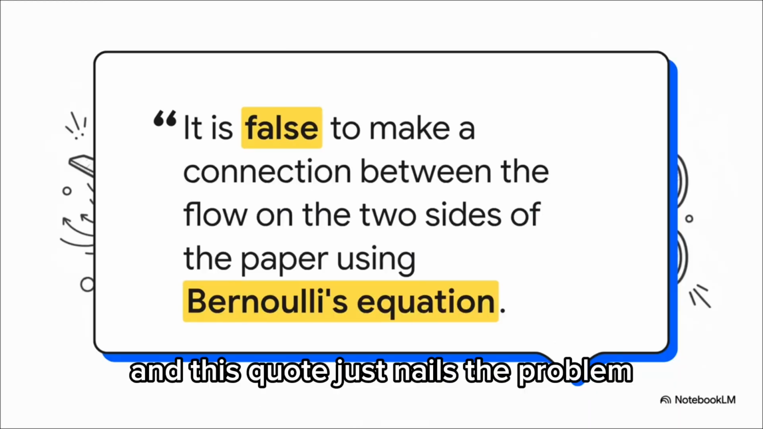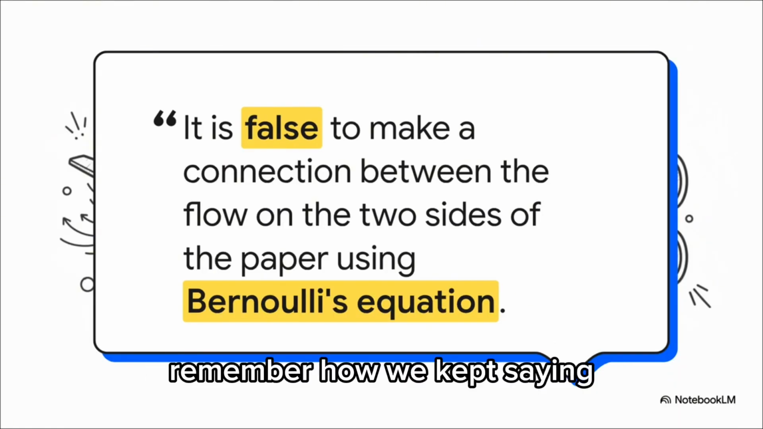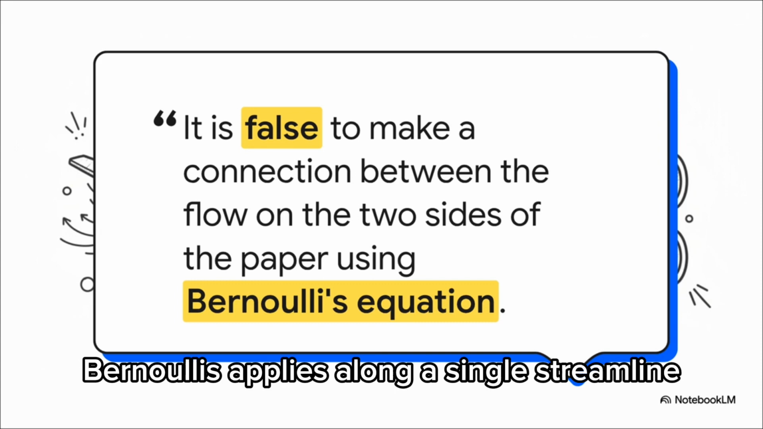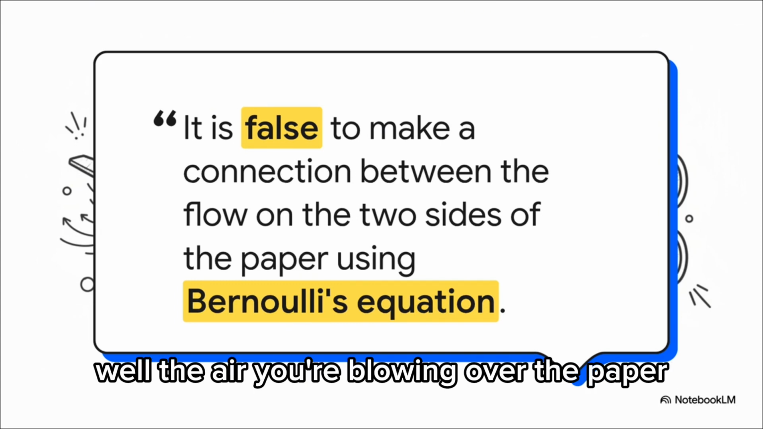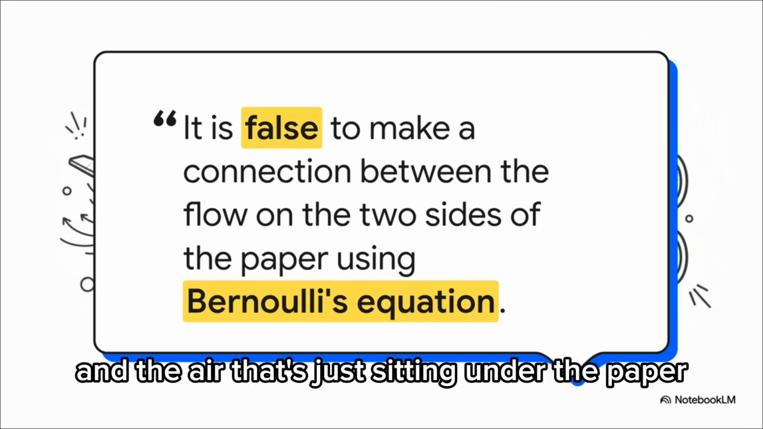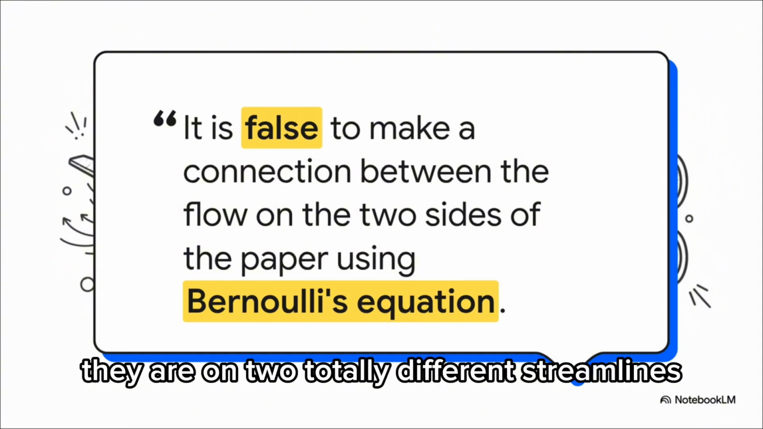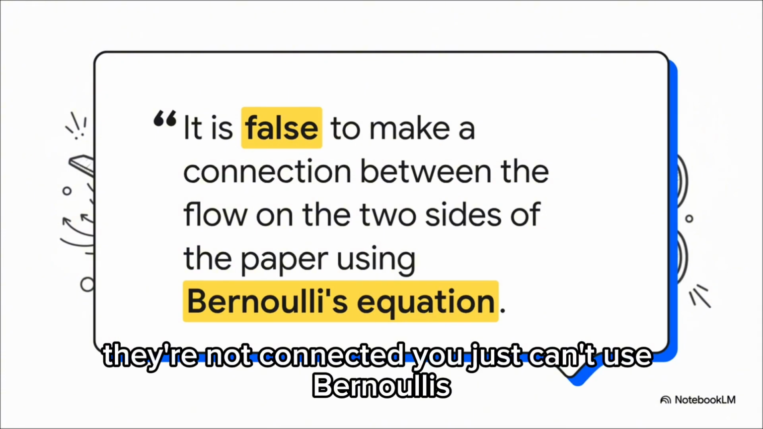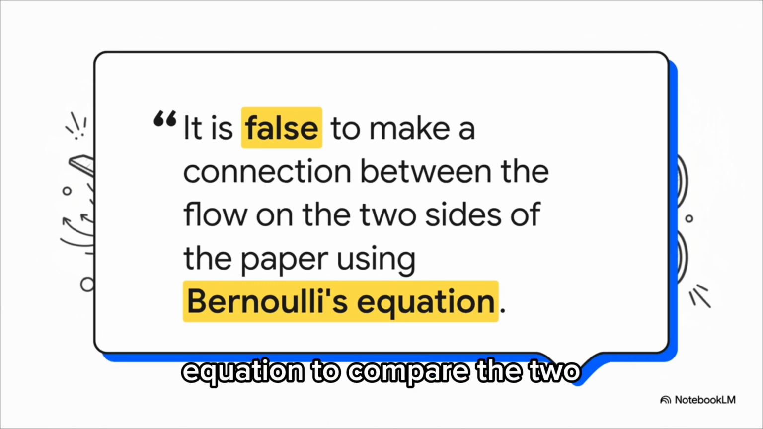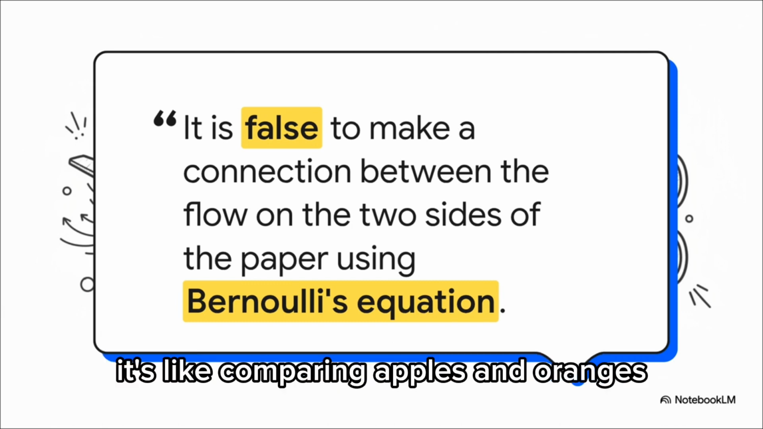And this quote just nails the problem. Remember how we kept saying Bernoulli's applies along a single streamline? Well, the air you're blowing over the paper and the air that's just sitting under the paper, they are on two totally different streamlines. They're not connected. You just can't use Bernoulli's equation to compare the two. It's like comparing apples and oranges.